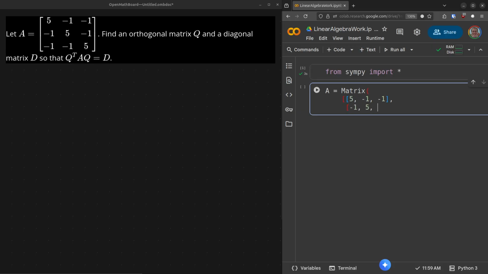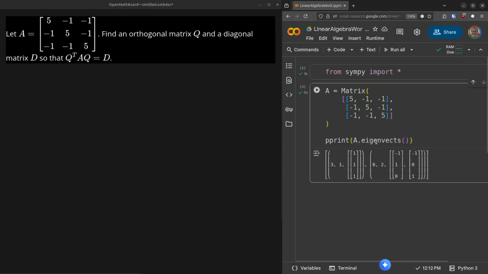So let's get matrix A into the calculator. We're going to let the calculator do the hard work and find our eigenvalues and eigenvectors for us. So A dot eigenvect gives me the eigenvalues and corresponding eigenvectors of matrix A.